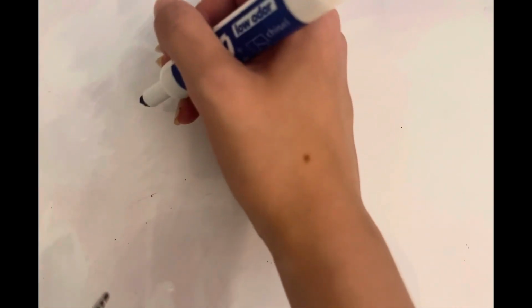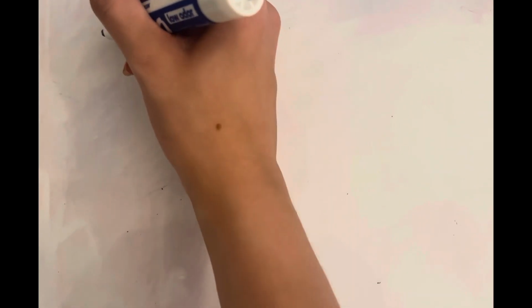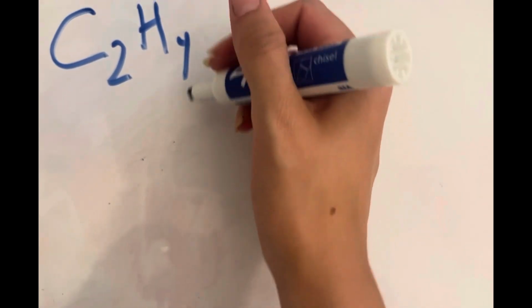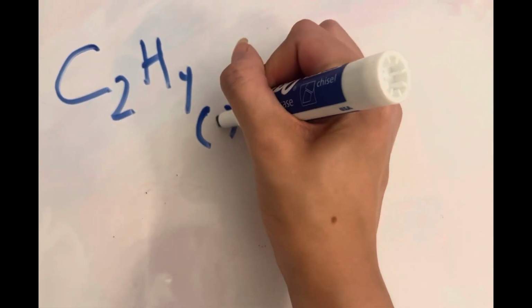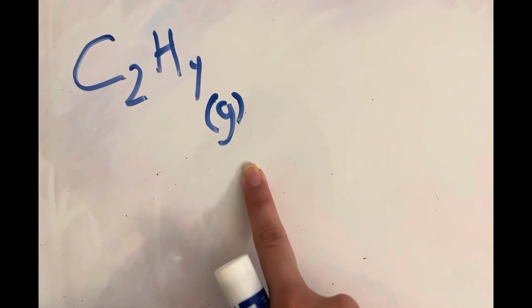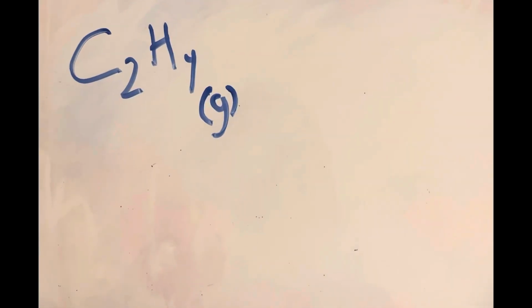So let me just write. Remember, you have to always write the symbols instead of the name whenever you're writing a chemical reaction. C2H4, this is the symbol for ethylene. And ethylene is usually a gas, so I'm just going to put gas. And you usually know if a compound or element is going to be a gas. Well, in this case, we're going to be talking about compounds for whether they're going to be gases or not.